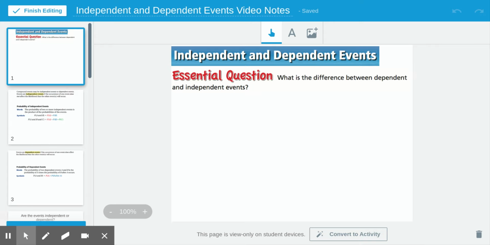Hello everyone, this video is about independent and dependent events. We're going to be looking at what the difference between those would be and then also how to calculate the probability of both of them.